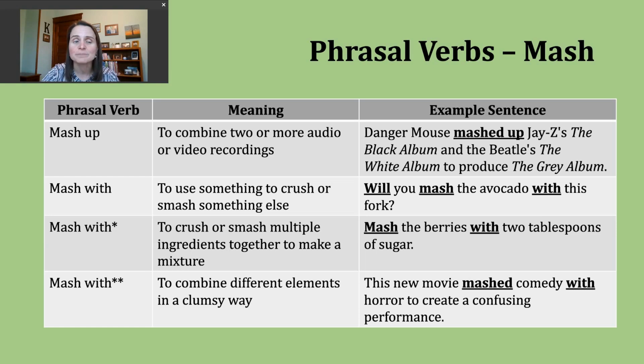A second way to use mash with can mean to crush or smash multiple ingredients together in order to produce some kind of mixture. An example of this might be, mash the berries with 2 tablespoons of sugar. Right? So here, maybe we're making something for a particular dessert. The sentence sounds like it's from the recipe instructions, kind of telling us what to do.